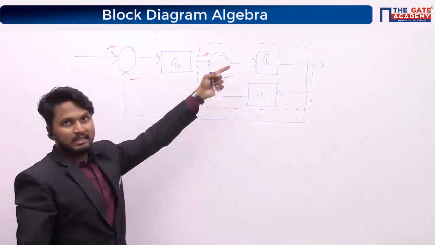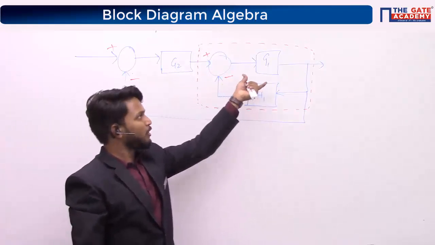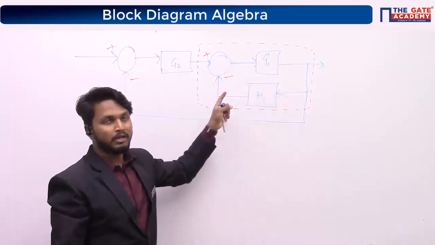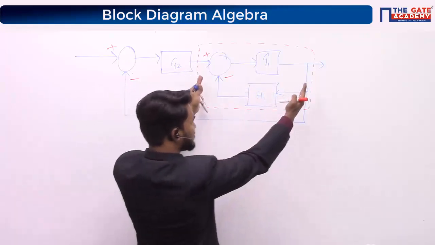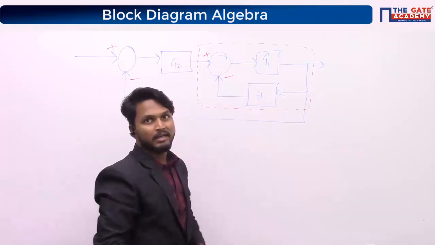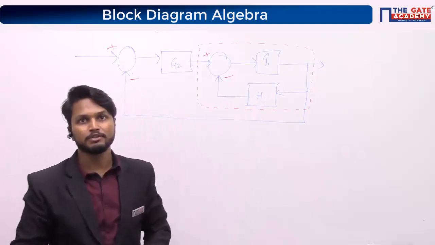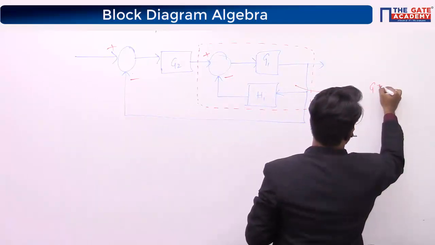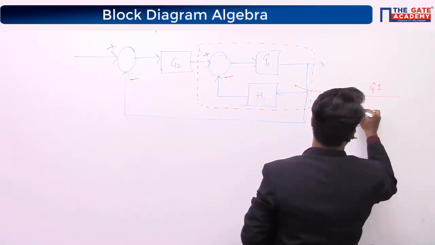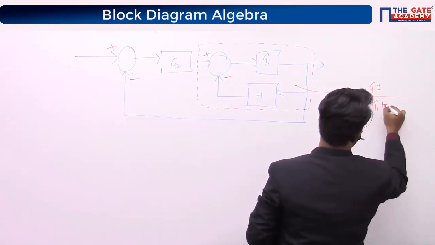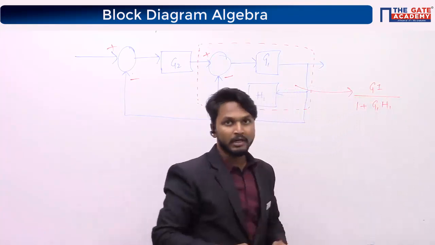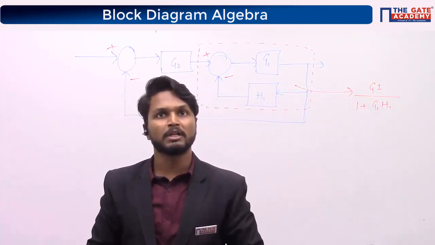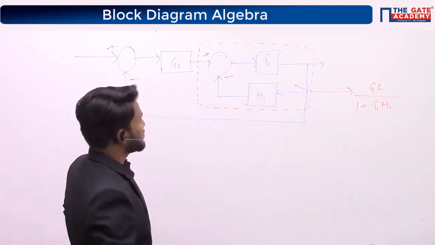You can see a small minor feedback loop. What is the overall transfer function of this particular section? Can anyone tell me? It is G1 upon 1 plus G1 H1, right? It is G1 upon 1 plus G1 H1. So see here.